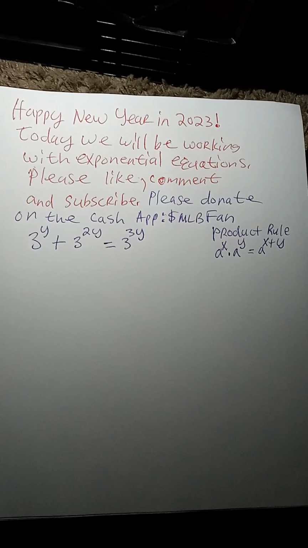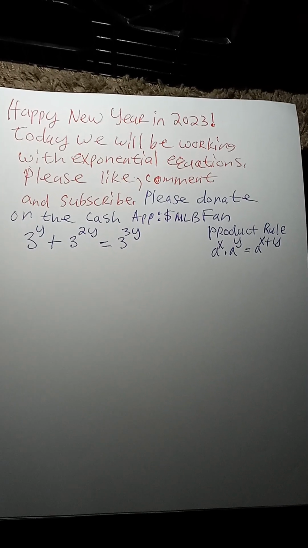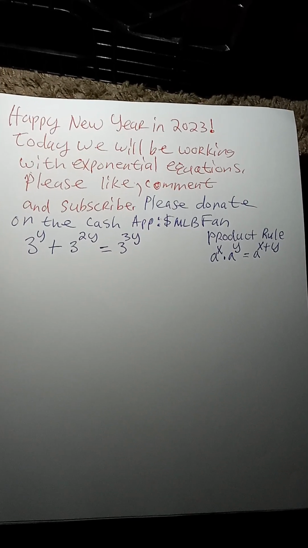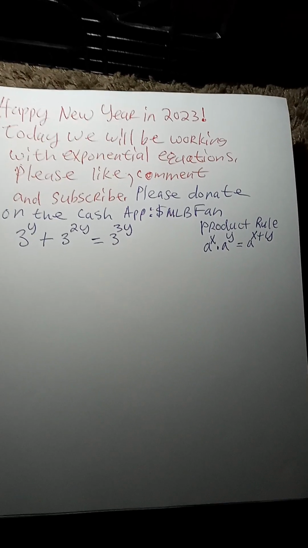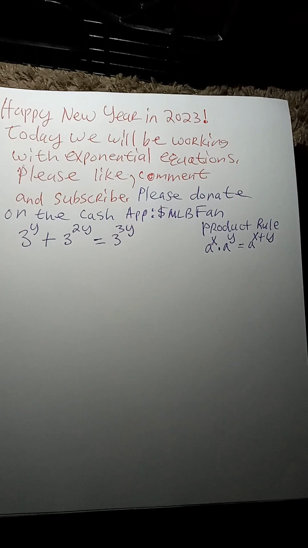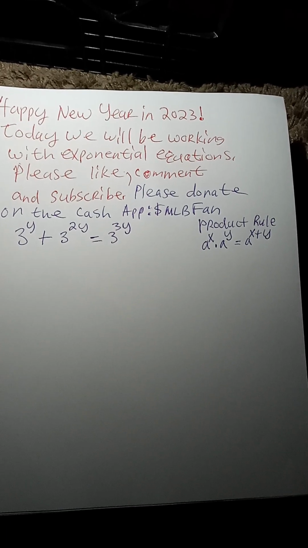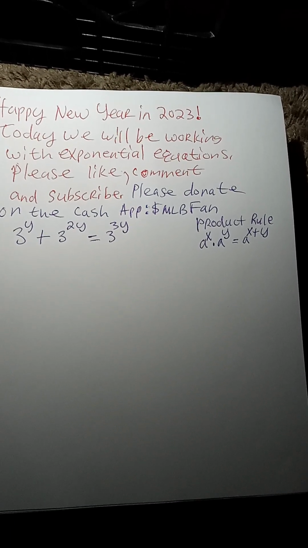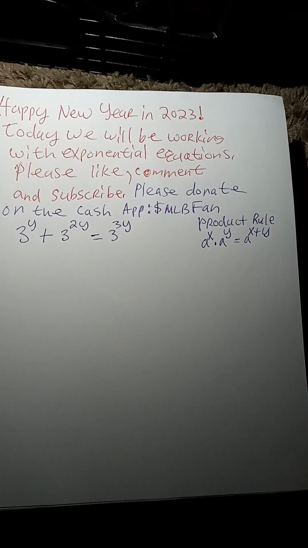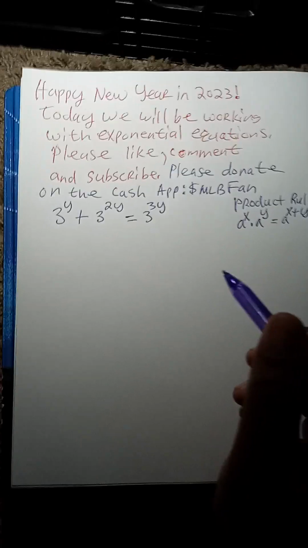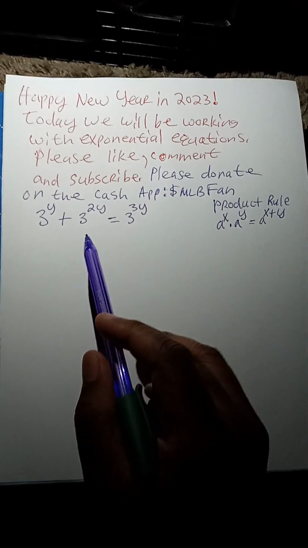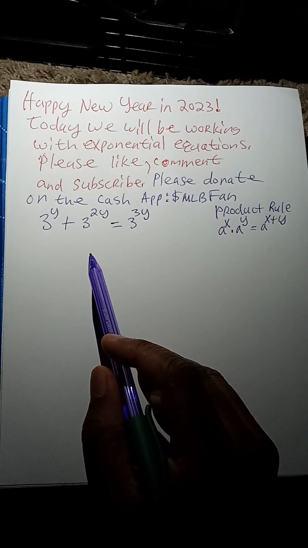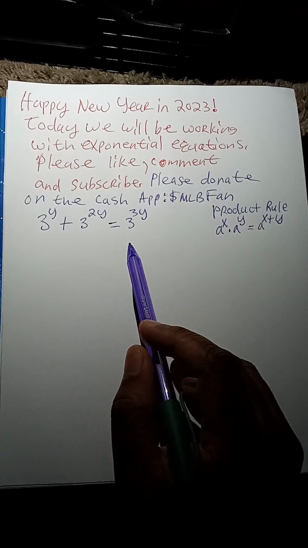Here we see an equation: 3 to the power of y plus 3 to the 2y is equal to 3 to the 3y. Keep in mind the product rule shown to the right: a to the power of x times a to the power of y is equal to a to the x plus y. So first we need to break down the 3 to the 2y and 3 to the 3y.